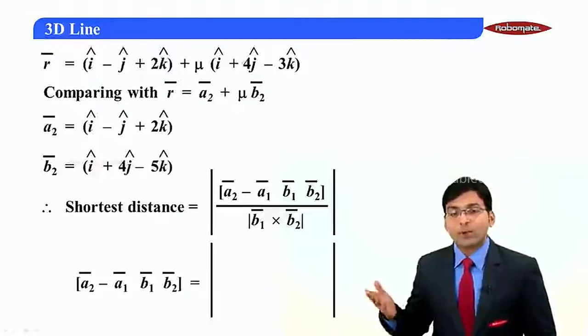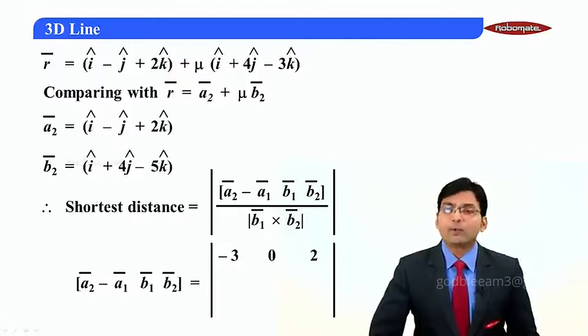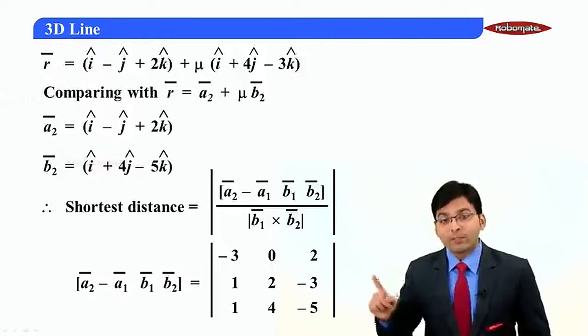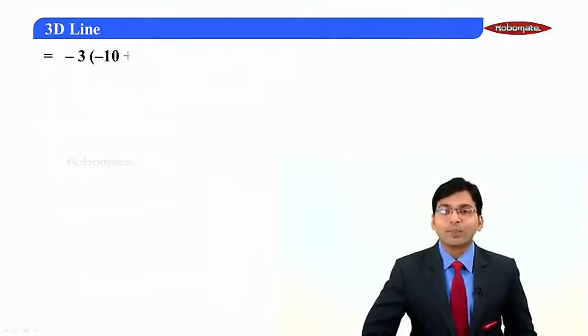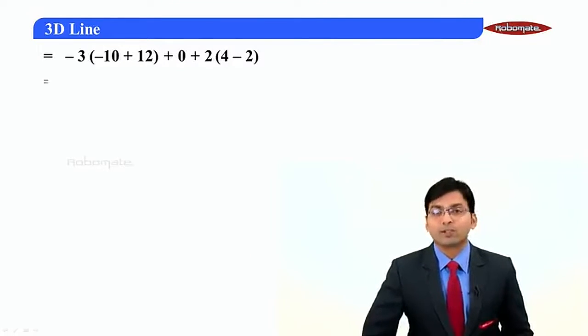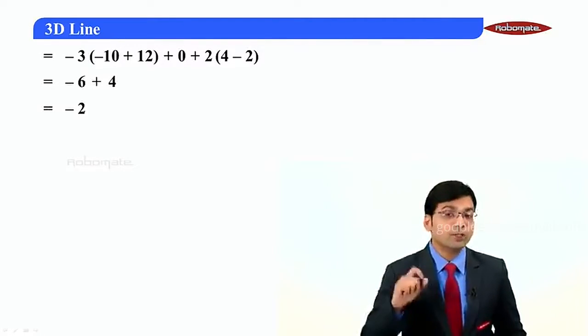This for the problem becomes determinant minus 3, 0, 2, 1, 2, minus 3 and 1, 4, minus 5. On simplifying this students, we get minus 3 into minus 10 plus 12 plus 0 plus 2 into 4 minus 2, and this becomes minus 6 plus 4, that is minus 2. So now we got the numerator part.